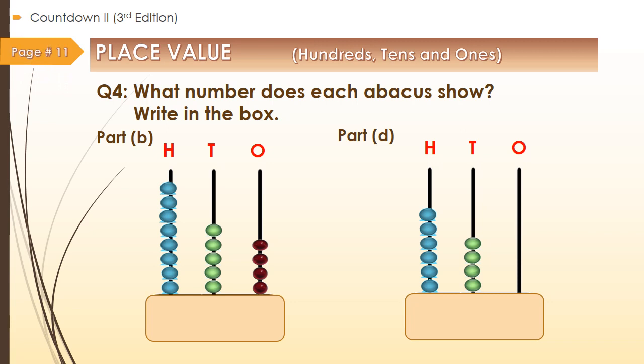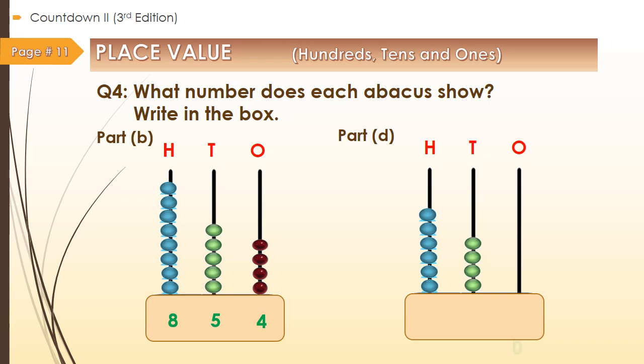Page number 11, question number 4. What number does each abacus show? Write in the box. For this, we will count the beads on each spike and write accordingly. Always start counting from right to left. Here we have 4 beads on ones place, 5 beads on tens place, 8 beads on hundreds place. So the number is 854.